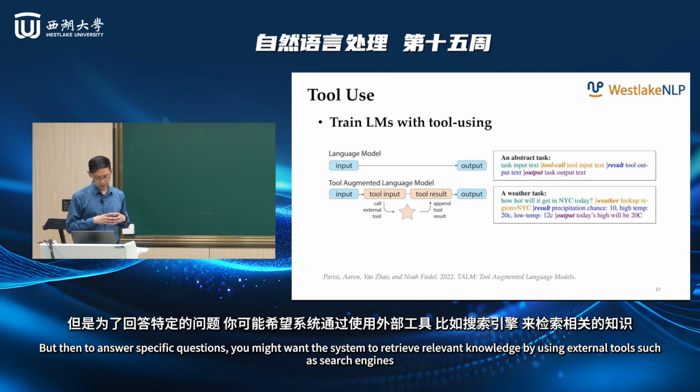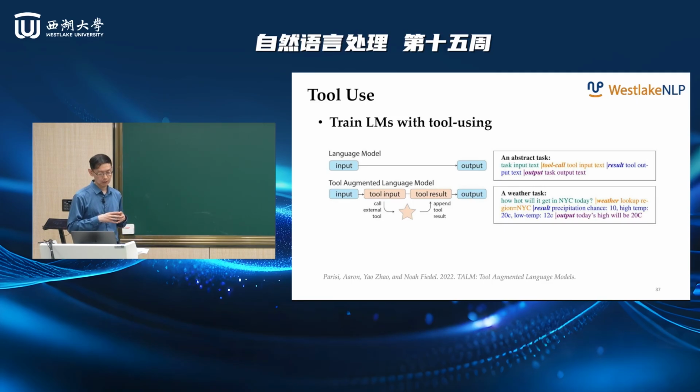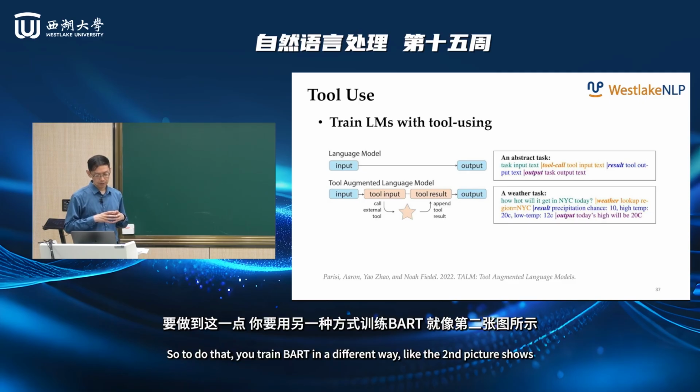But then, to answer specific questions, you might want the system to retrieve relevant knowledge by using external tools, such as a search engine. Okay? So, to do that, you train BART in a different way. Okay? Like the second picture shows.